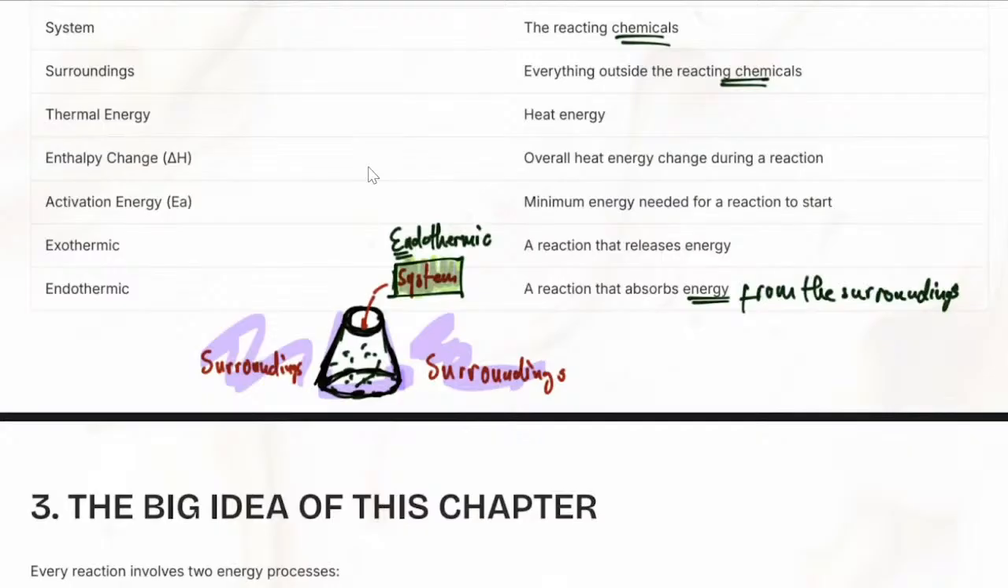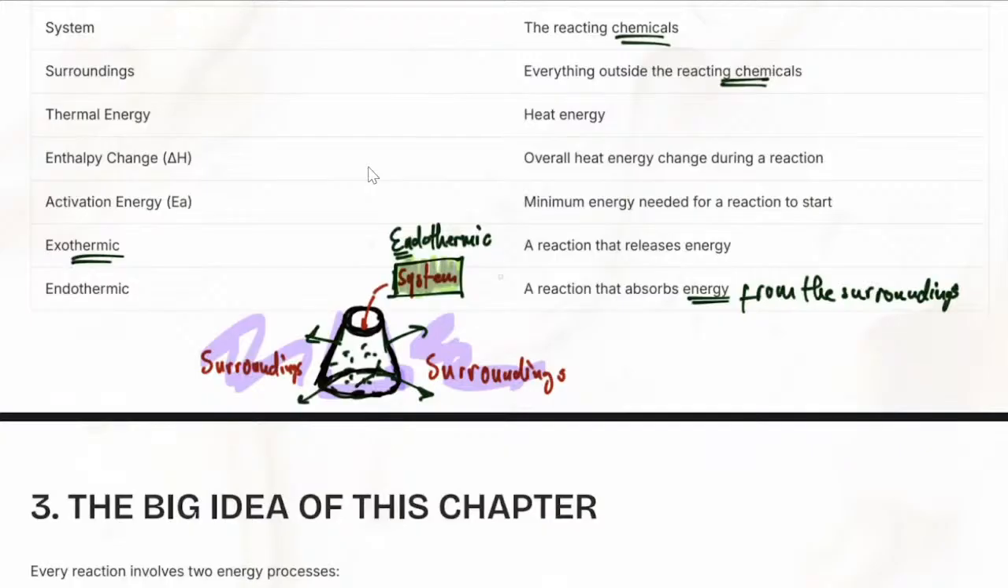Then an exothermic reaction is a self-powered reaction. It's like burning firewood. When you burn firewood, it does not need you to put in energy. It gives you energy. You can actually sit and warm yourself as the reaction is going on. This reaction is releasing energy to the surroundings, so energy is coming out of the system. When you hold the container, it must feel warm.